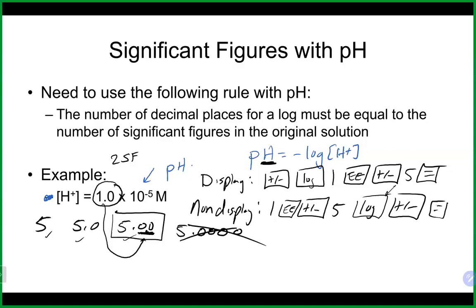Question on that? Acidic, basic, or neutral, this one? This one is acidic. Yes, it is less than 7. So this guy would be acidic. Any questions on any of that there? Okay.